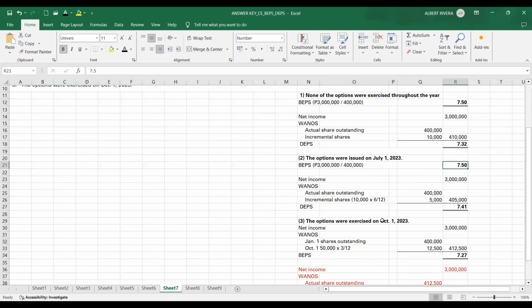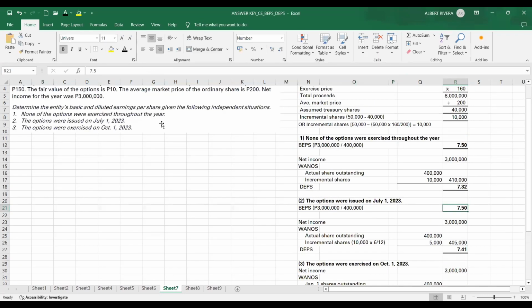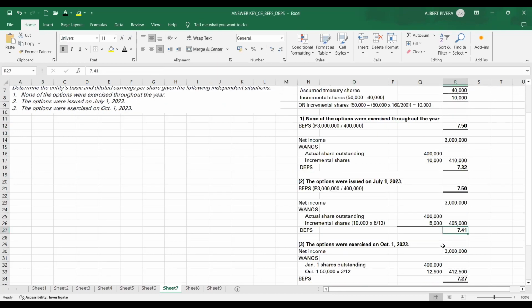But for here, it was issued July 1. Okay, so it is assumed then that this was converted July 1. So this is 10,000 times 6 over 12. So you have the net income here. There is no interest expense because there is no convertible bond. So your numerator would still be 3 million. And the actual number of shares outstanding is 400,000. The incremental shares is 10,000. 10,000 times 6 over 12 because this was assumed to have been converted July 1. And what we need is the weighted, no? So that is times 6 over 12. So this is 405, where the EPS is 7.41.